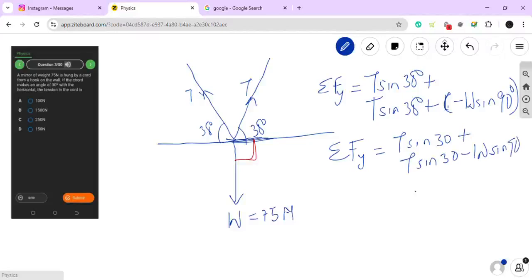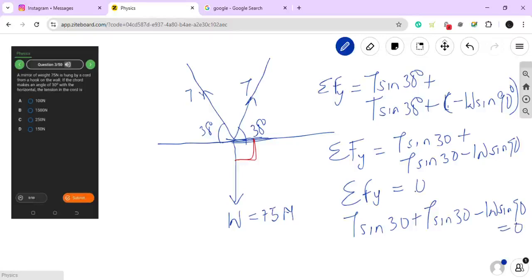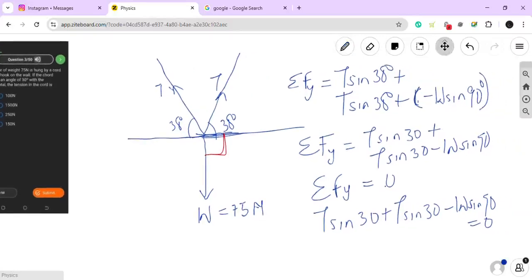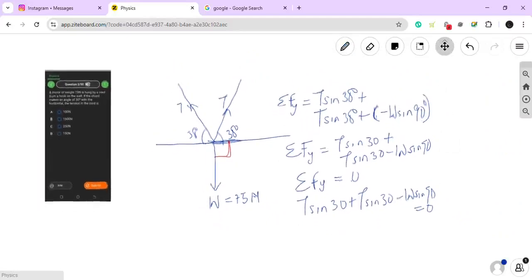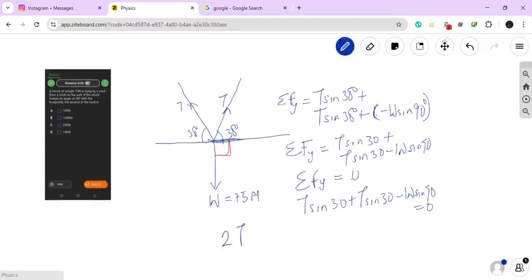Now at equilibrium, your summation Fy is equal to 0. So my T sine 30 plus T sine 30 minus W sine 90 is equal to 0. That's what that is trying to say. From there, T sine 30 plus T sine 30 is 2T sine 30. Then W sine 90 can go to the other side, and it will now be positive.